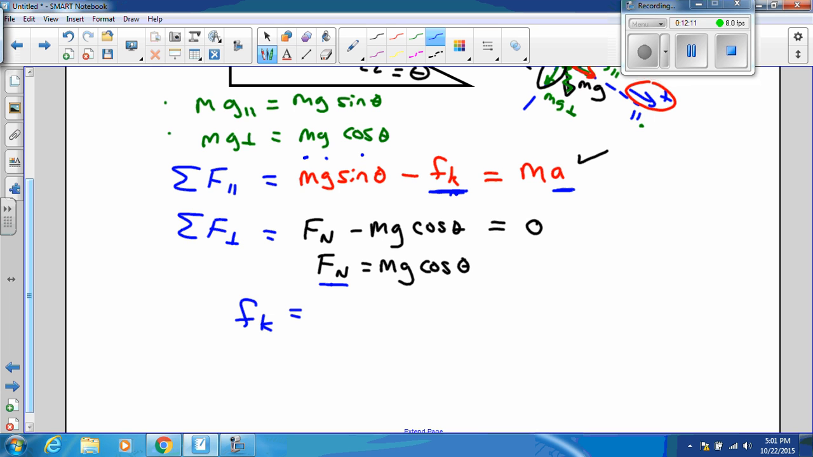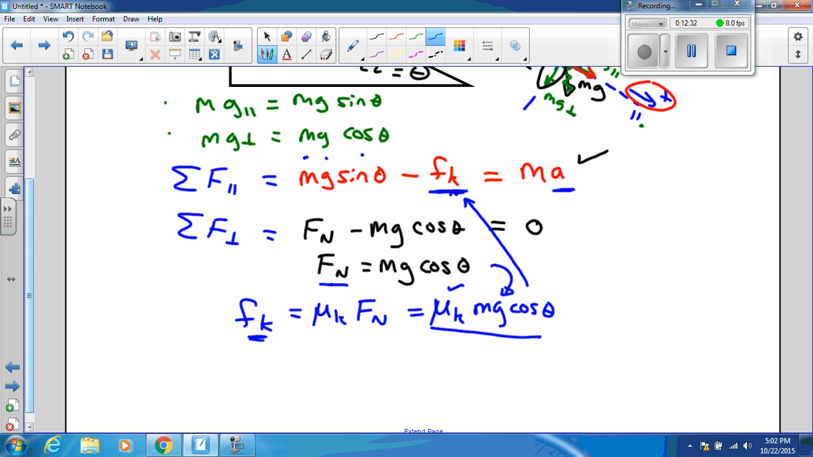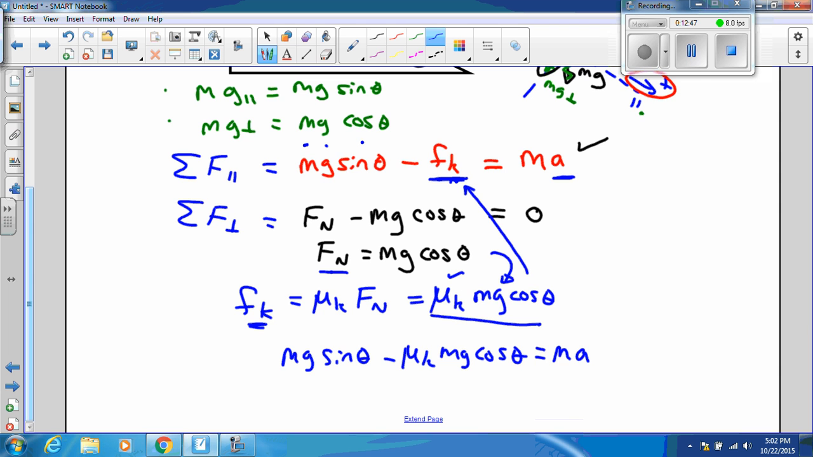I need one more equation to be able to solve, and that equation is the friction relation. Fk is equal to mu k times the normal force. And the value of mu k is already given to me, so I can substitute what I know the normal force to be. Now that I have the frictional force, I can substitute that into this equation right here, and I can find that mg sine theta minus mu k mg cosine theta is equal to ma.